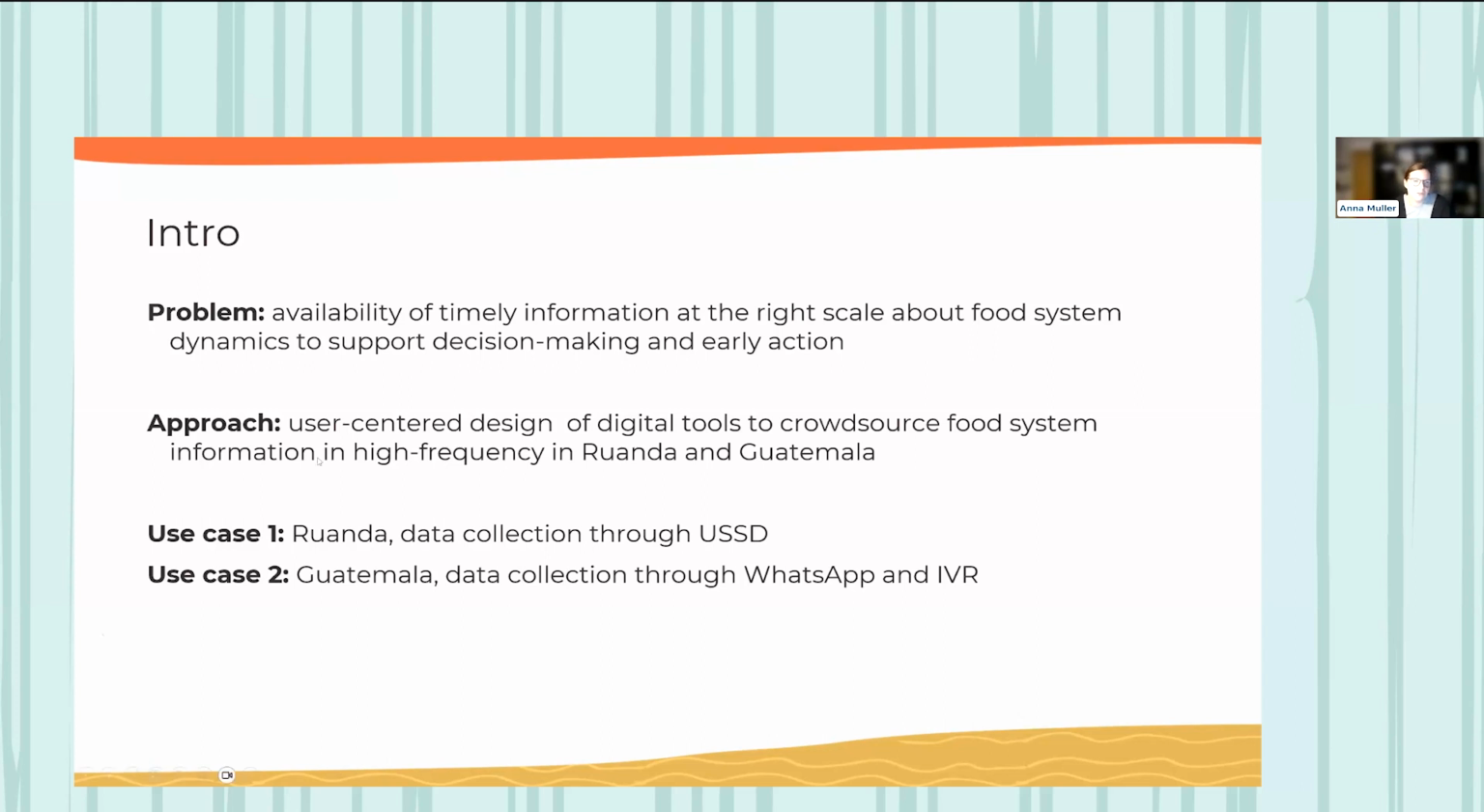So we have two use cases. One is in Rwanda, where we developed a data collection tool through USSD. Then we scaled out this tool to Guatemala, but using an approach where we combine WhatsApp and IVR.